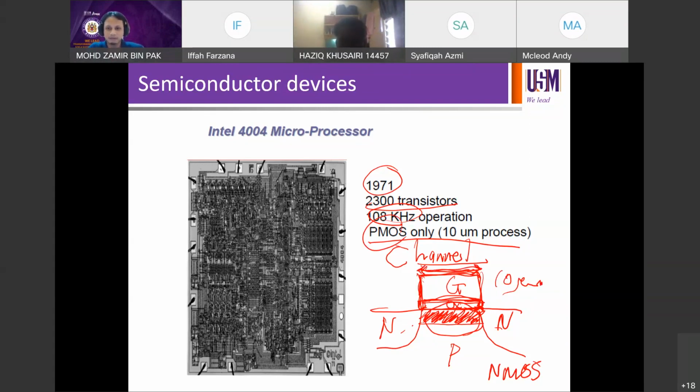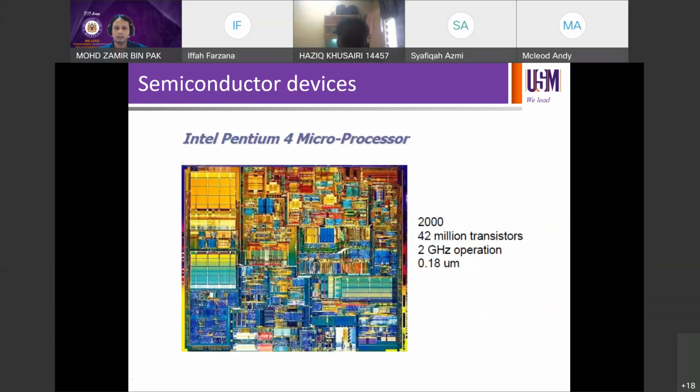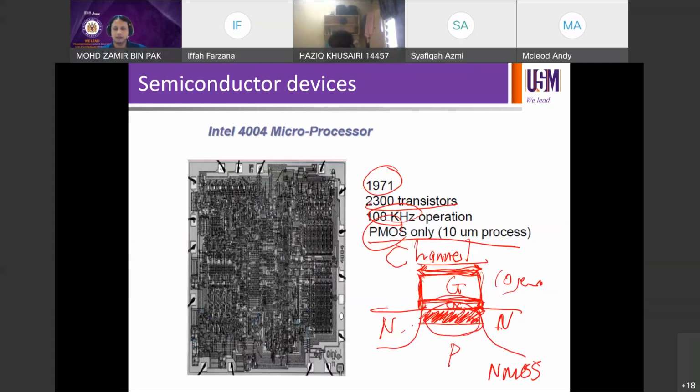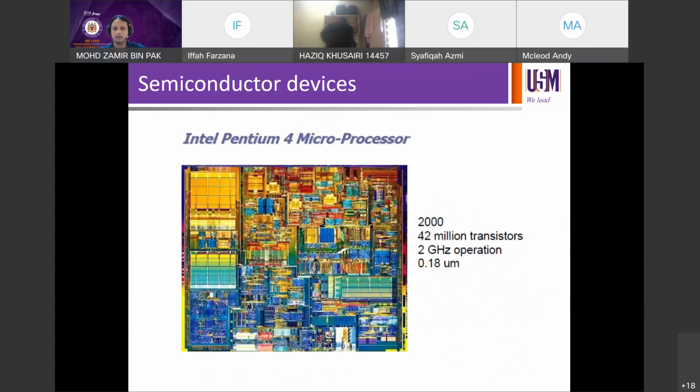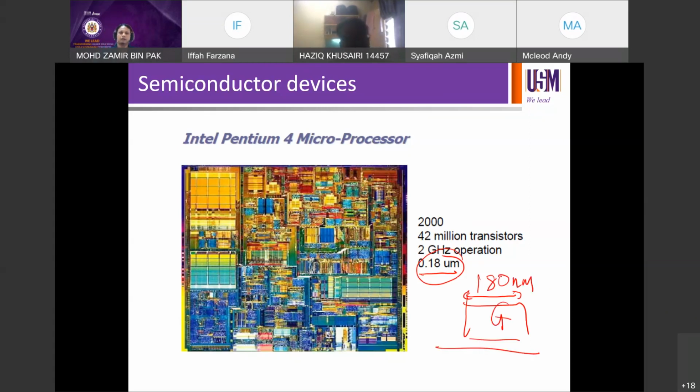And this is about 10 micron, right? 10,000 times bigger than the current version. So capable of 108 kilohertz of operation. So in 1971, then in 2000, we started to have 42 million transistors, 2 gigahertz of operation. So 0.18 micron. The gate width is about 0.18 micron, or if you change this to nanometer, that's about 180 nanometer. So this is the gate and everything else. So capable of 2 gigahertz of operation, early 2000.